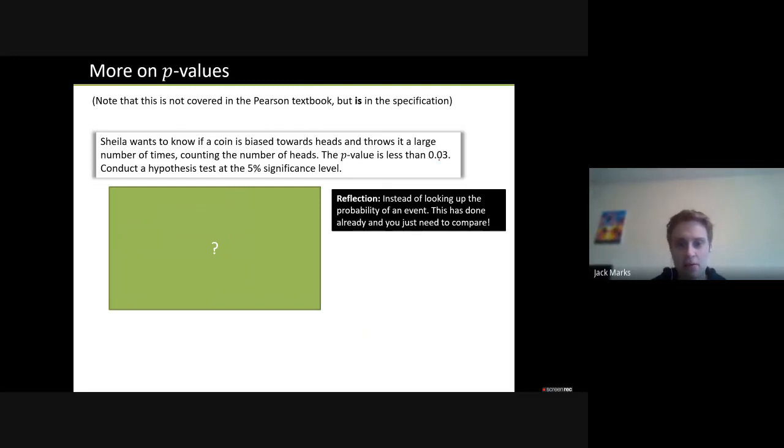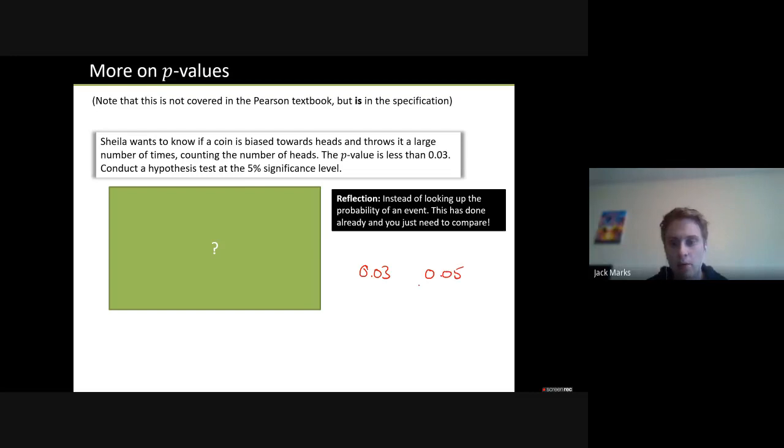So the p-value is less than 0.03. So the probability for the thing is given to us. So the probability of this thing is 0.03. Conduct a hypothesis test at the 5% level. So the probability stuff's already been done for us. Somebody's looked it up and they've given us the number. The idea that it happens by chance is 0.03.